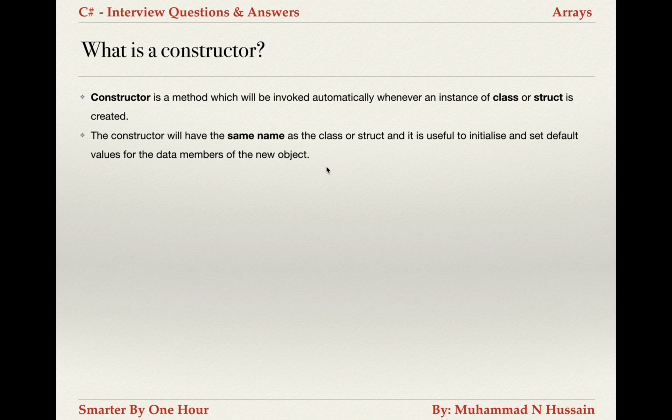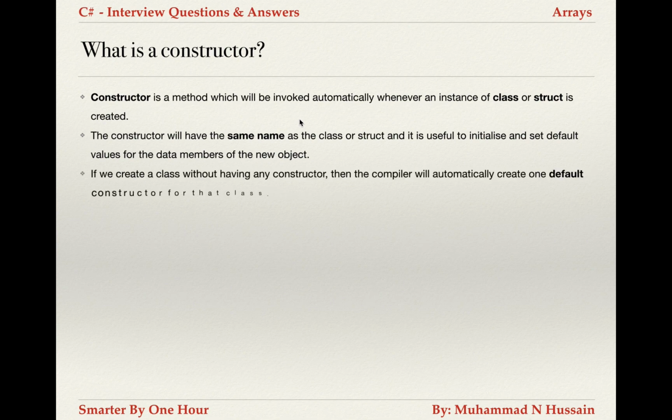So after reading this line, a question comes to mind. If a constructor will initialize and set the default values of the new object, what will happen if we do not write that method in the class? The answer to that question is, if we create a class without having any constructor, then the compiler will automatically create one default constructor for that class.